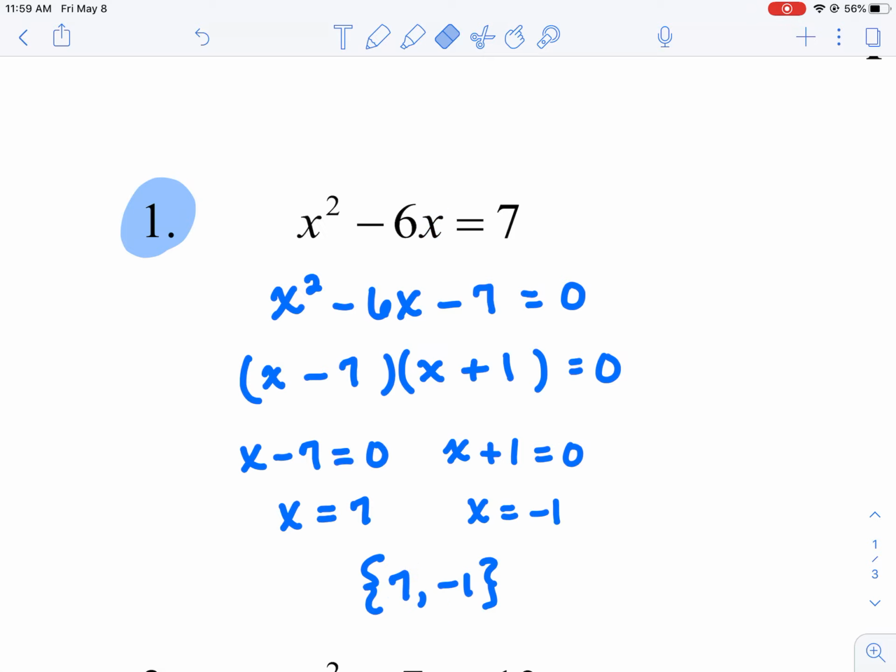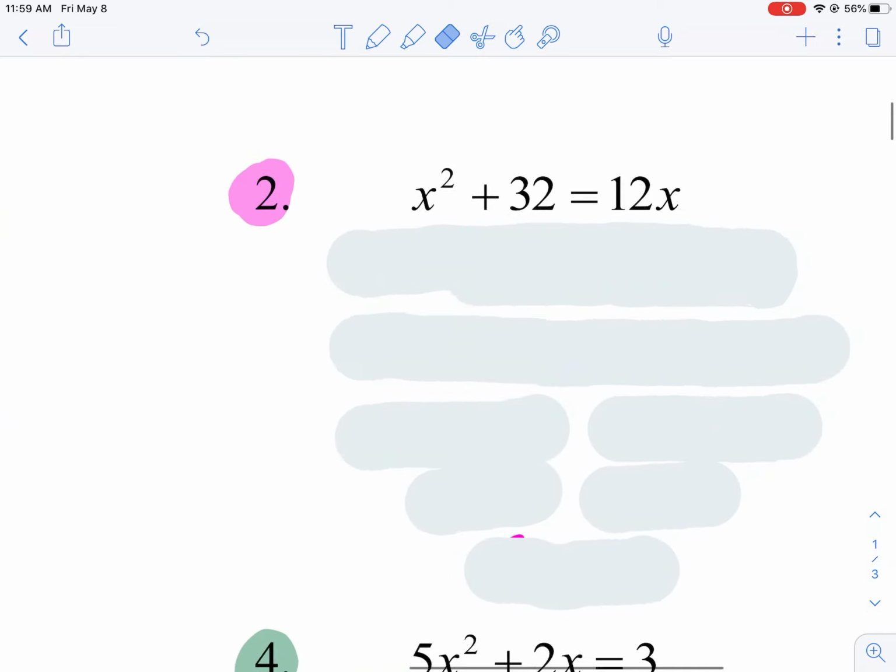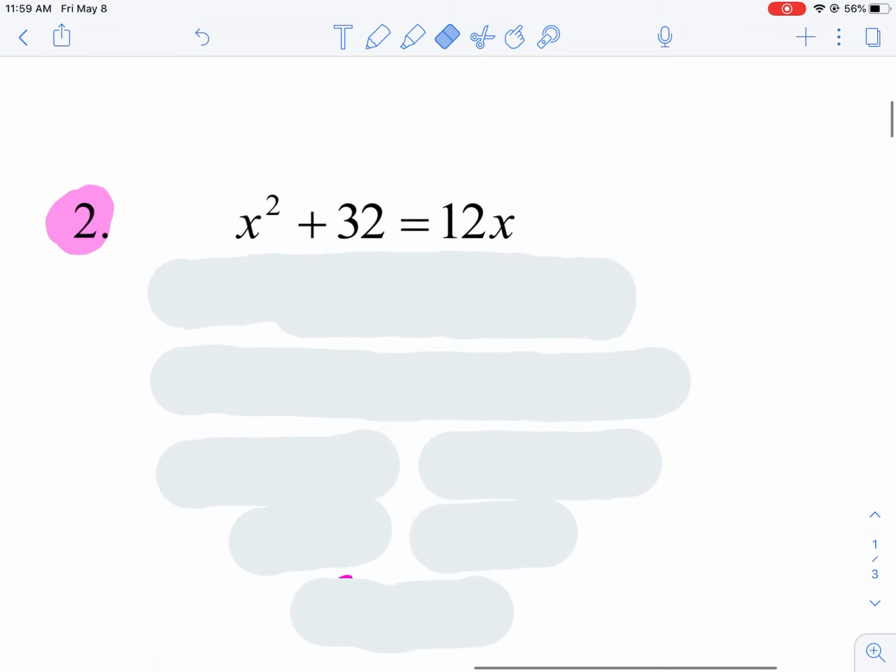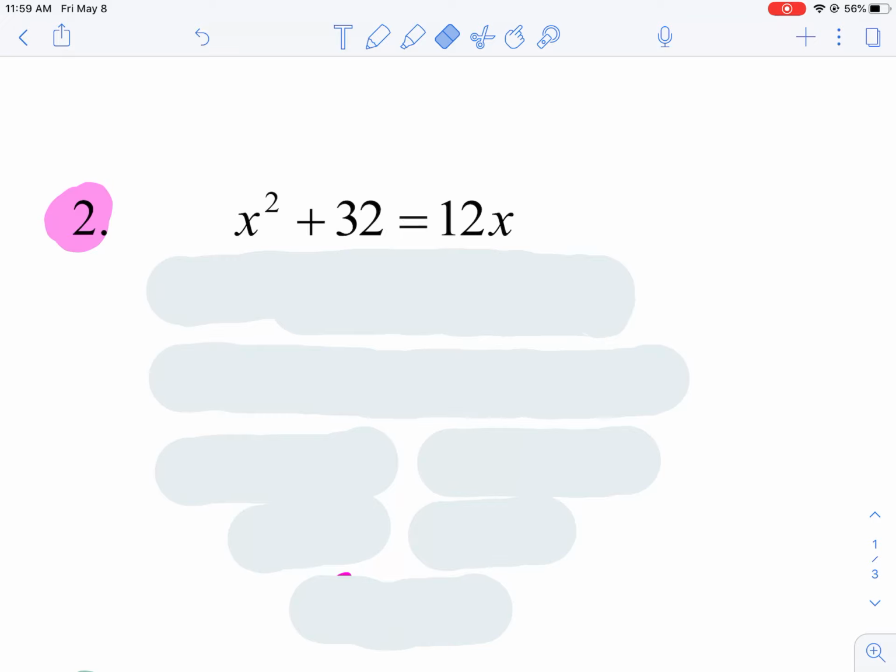Moving on to number 2. Go ahead. Think about what your first step would be to get this in standard form and what it would look like when written in standard form.